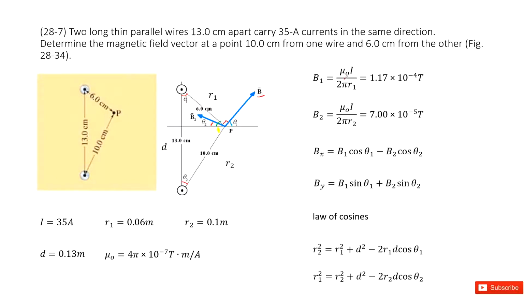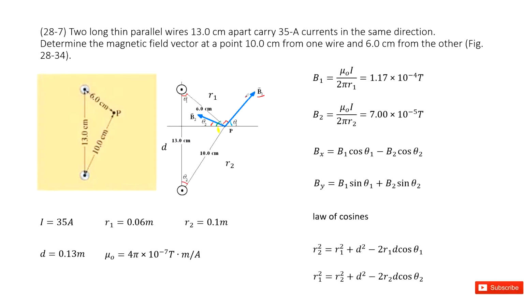It's easy. B1 is just the magnitude due to a straight wire, right? Mu naught times I over 2 pi R1, where R1 is the distance from the wire. And then B2 is mu naught I divided by 2 pi R2. R2 is given, right? The distance between the point P and the wire.